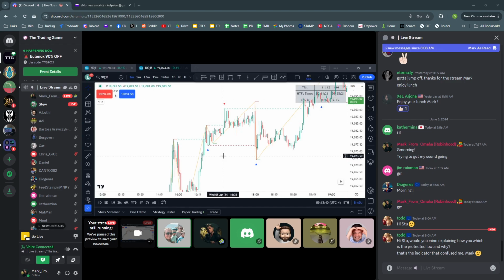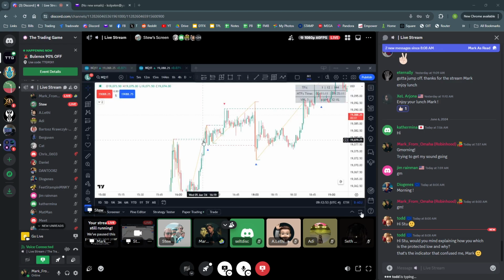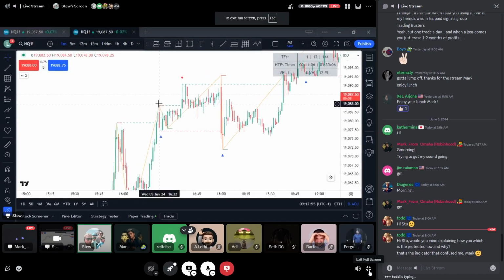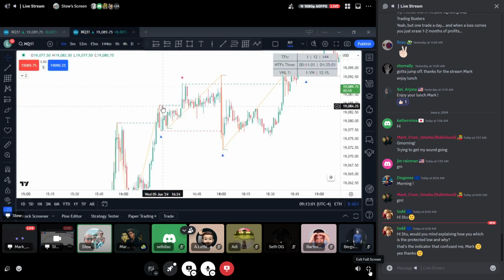Oh, okay, Todd, you're good then? Yeah, so it's just right. We broke structure here, came up, we put in a valid high here. Valid high gets validated by this green candle here. So that puts in our valid high.